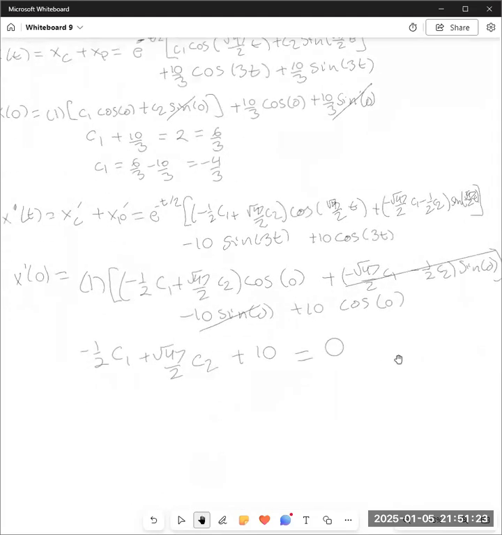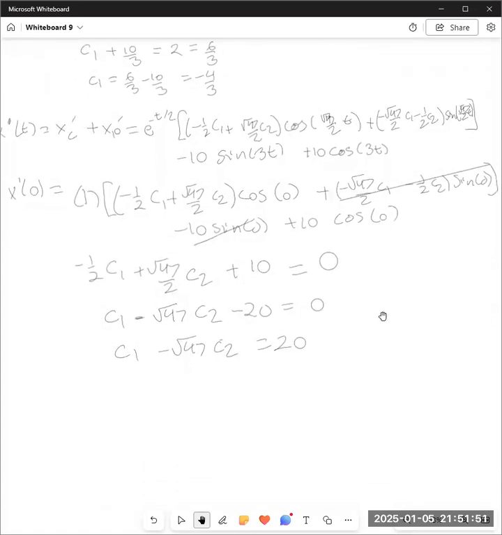So that tells me that if I want to multiply everything by negative 2 here, I have c1 minus root 47 c2 minus 20 equals 0. So c1 minus root 47 c2 equals 20. My other equation that I had here was c1 is negative 4/3. So let's deal with that.